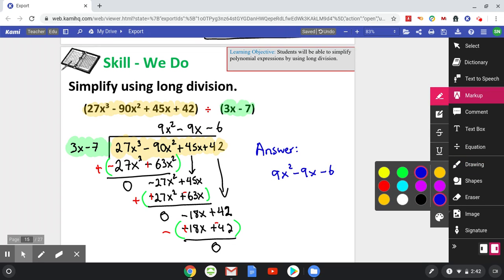Again, the remainder is 0. So the quotient is the only thing that we include in the answer.